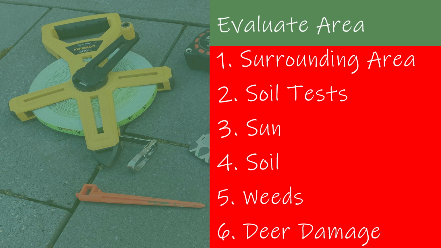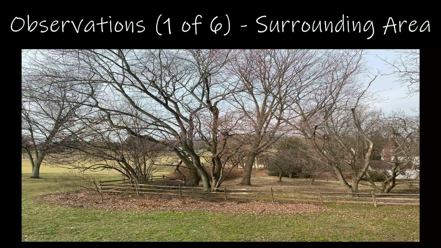The second step is to evaluate the area. Now, it's impossible for me to list every possible scenario you find in nature and how to handle it. Therefore, I'm going to focus on 6 considerations. First, check the surrounding area. I understand you are focused on your home. However, nature is not bound by your property. So take a look on the other side of the fence.